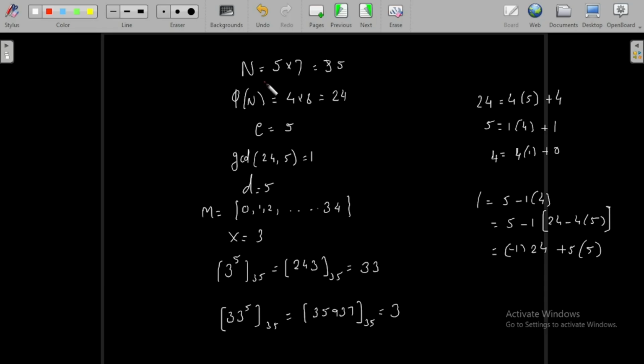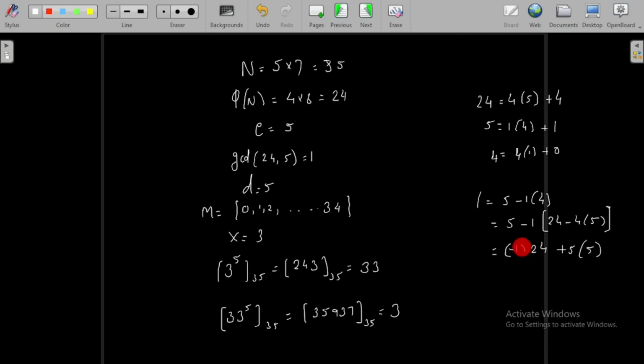Now let us illustrate the process using a problem. Suppose capital N is equal to 5 into 7, two prime numbers, and the product is 35. Phi of n is equal to (p-1)(q-1), that is 24. We have to choose the number e which is relatively prime to 24. I choose it as 5. Now GCD of 24 and 5 is equal to 1. Therefore, by the Euclidean algorithm, I can write 1 is equal to minus 1 into 24 plus 5 into 5.